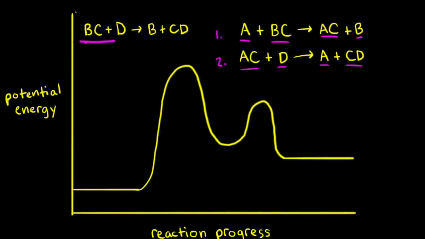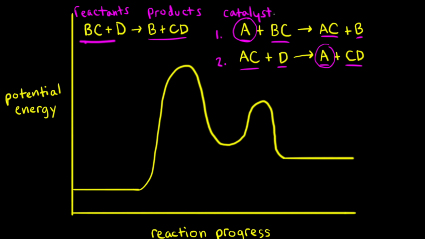We've just seen that BC and D are our reactants, and B and CD are the products for this hypothetical reaction. If we look at the mechanism, A is there in the beginning and A is there in the end, but A is not a reactant or a product. Therefore, A must be a catalyst.